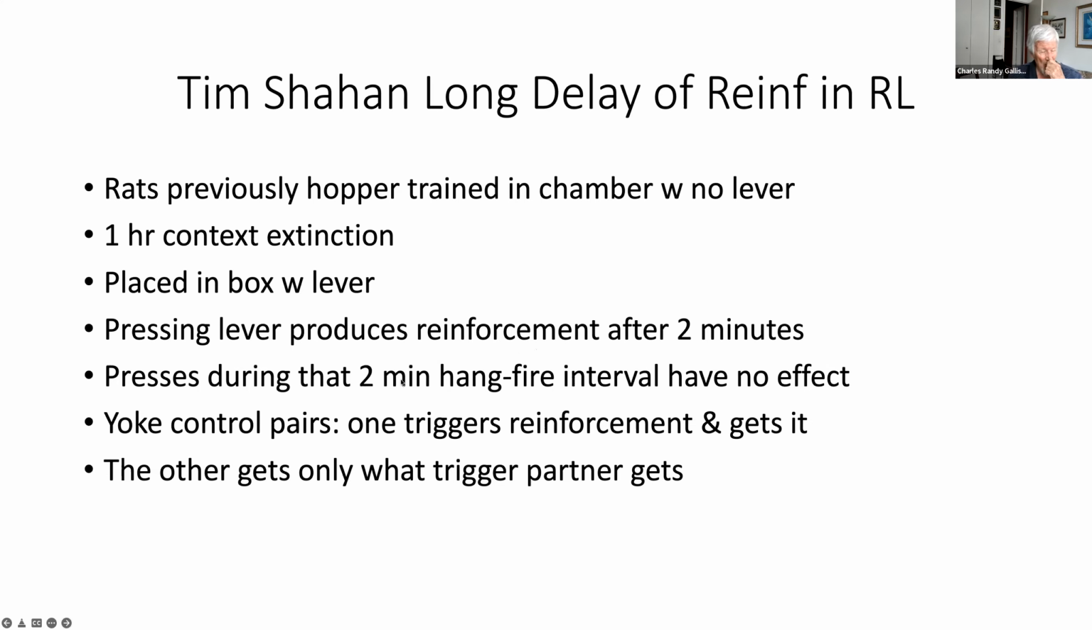Now, these were yoke controls. So there were paired rats, in 2 different boxes, and one rat was actually triggering the reinforcements that were being released in its box. So its behavior was triggering it. The other rat, its behavior in the other box didn't do anything. It just got whatever reinforcements the first rat received at exactly the same time as the first rat. So everybody clear about this yoke control design?